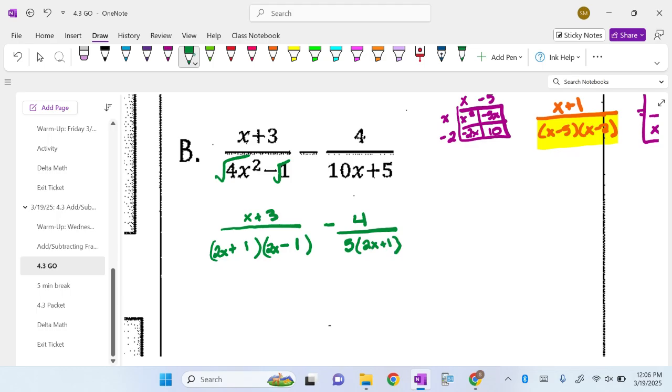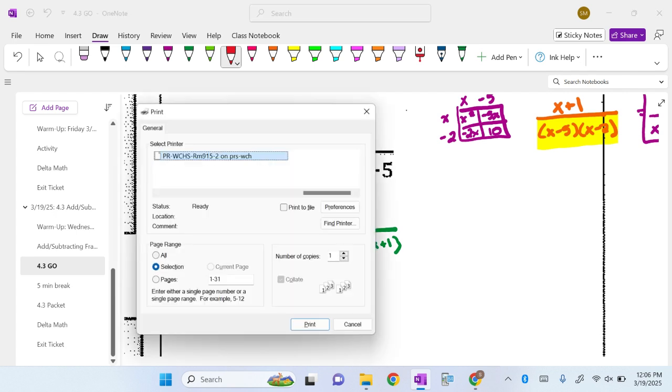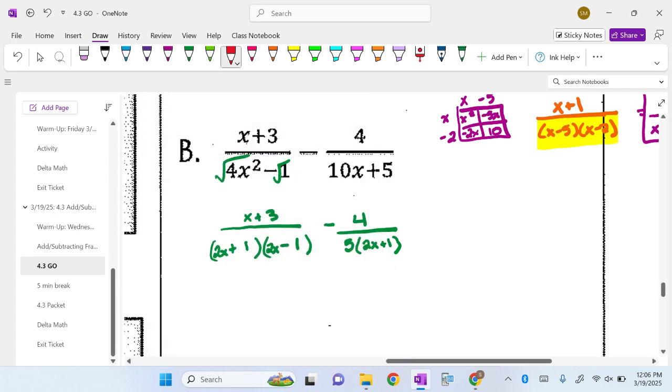So looking between my two denominators, what am I missing between the two denominators from my first denominator? What does this one lack that this one has? A 5. What about this one? What does this one lack that this one has? A 2x minus 1. So what do you think the common denominator is? 5 times 2x minus 1 times what? What do they both have? 2x plus 1.